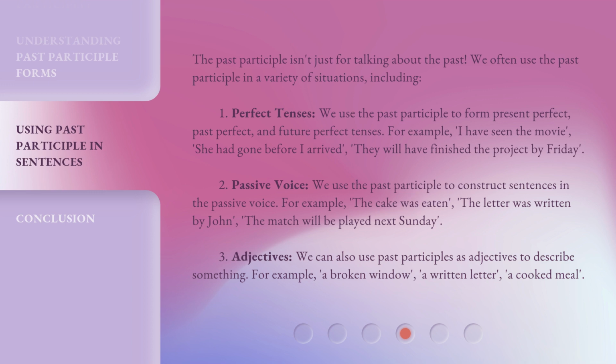2. Passive voice. We use the past participle to construct sentences in the passive voice. For example, the cake was eaten. The letter was written by John. The match will be played next Sunday. 3. Adjectives. We can also use past participles as adjectives to describe something. For example, a broken window, a written letter, a cooked meal.